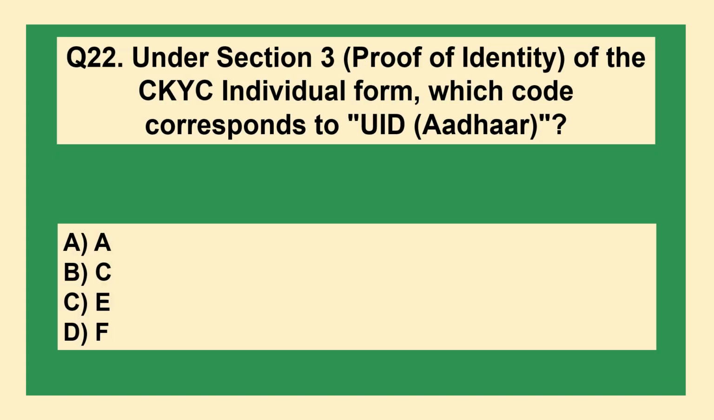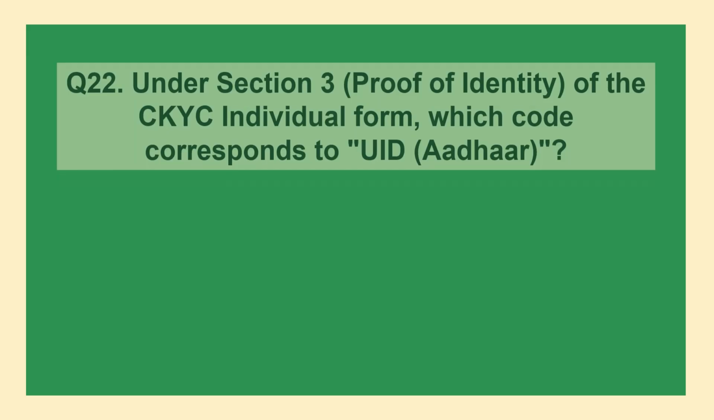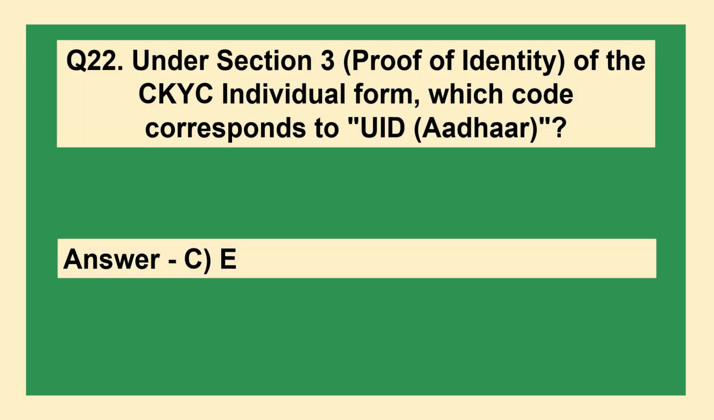Question. Under section 3, proof of identity of the CKYC individual form, which code corresponds to UID, Aadhaar? Option A, B. Option B, C. Option C, E. Option D, F. Correct answer is option C, E.